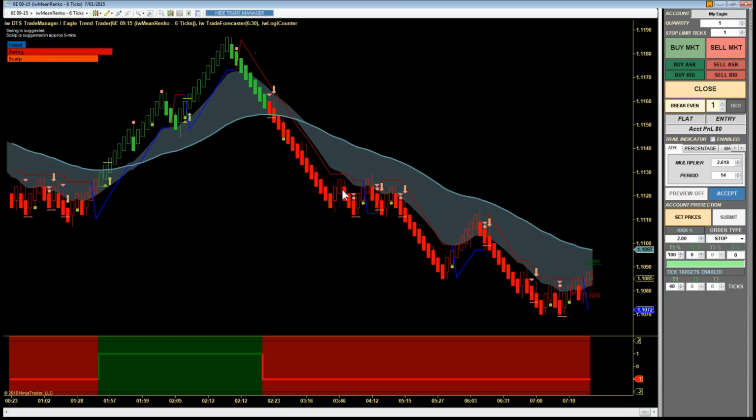Euro making a fairly steady progression. Here's our trend change on the band. This is on the eagle. Trade forecaster says we're only in swing mode for about another 5 minutes and we're going to enter scalp mode. So expect the euro to start plodding sideways.